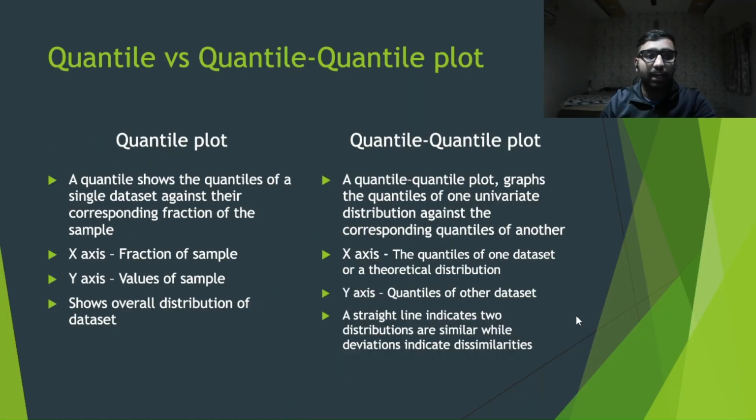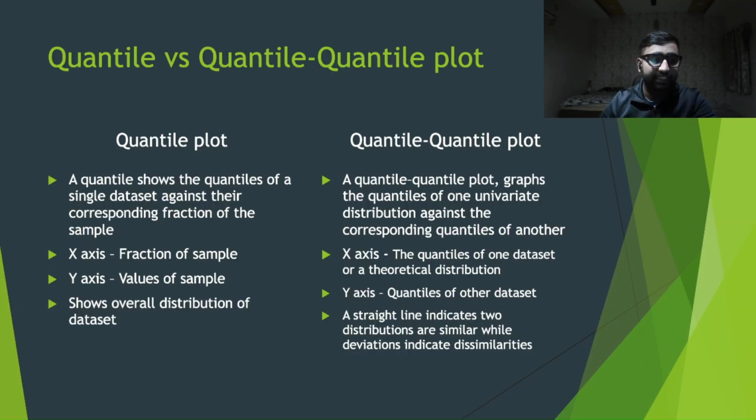The last part asks us to differentiate between a quantile plot and a quantile-quantile plot. The quantile plot shows the quantiles of a single data set against the corresponding fraction of the sample. So basically, a quantile plot would plot the data to their corresponding quantiles, while a quantile-quantile plot graphs the quantiles of one univariate distribution against the corresponding quantiles of another. So a quantile-quantile plot would plot two different distributions' corresponding quantiles.